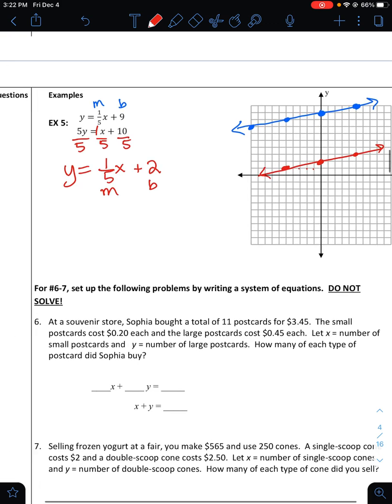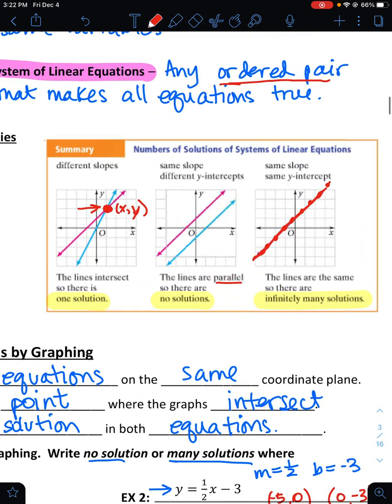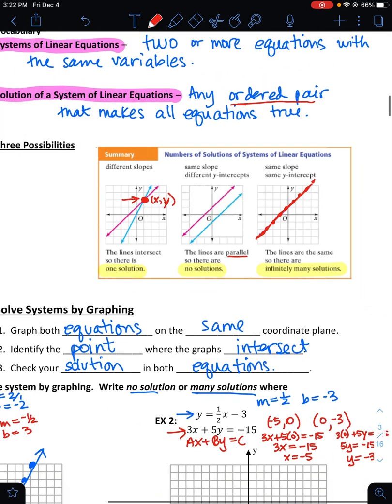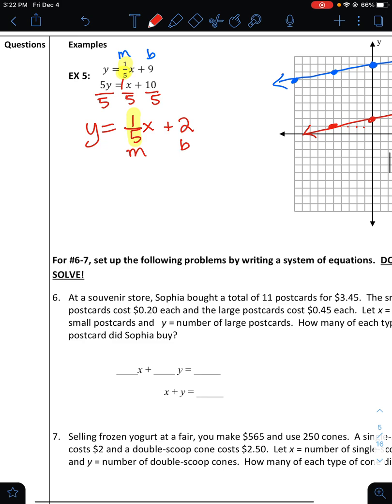And I don't even really need to see that. When I feel like I'm counting the same slope, I have the 1/5 here and 1/5 here. So I have the second box on the first page. I have parallel lines, therefore the answer to this problem is no solution. No solution.